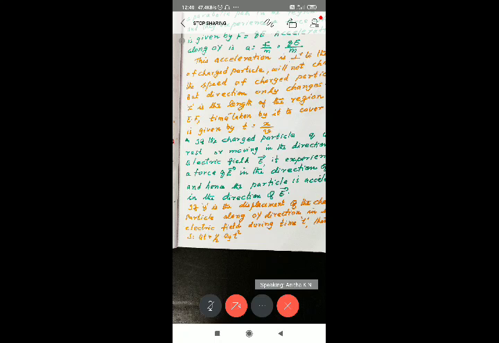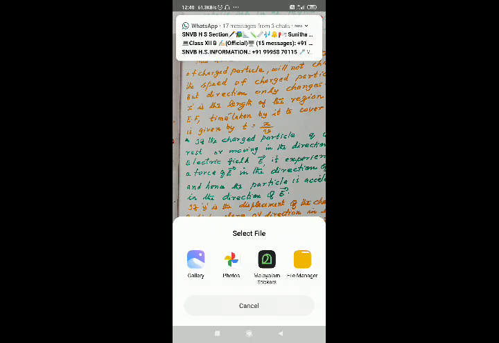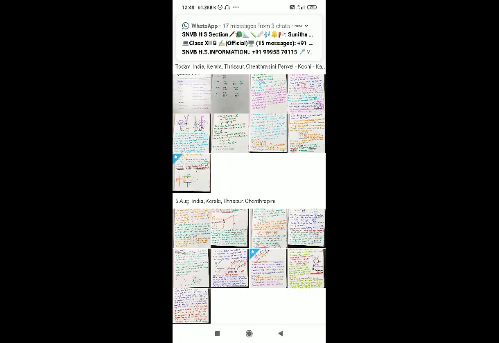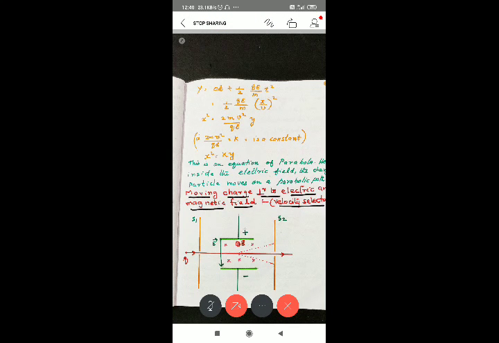Okay. Next page we can take. So y equal to 0 into t plus half into qE by m into t square. qE by m is the acceleration, t equal to x by v. So squaring it, we get y equal to half into qE by m into x square by v square.